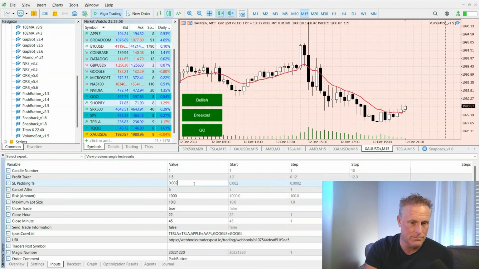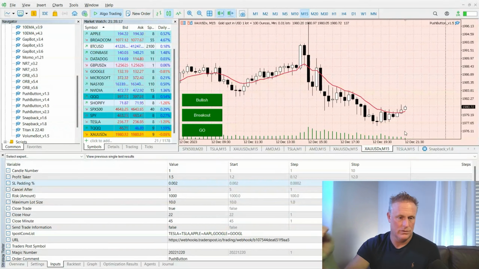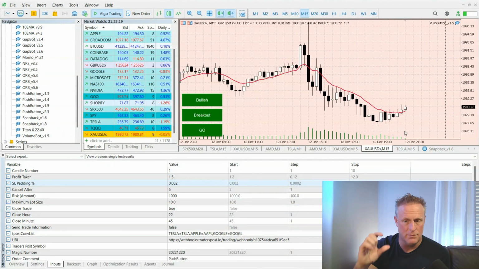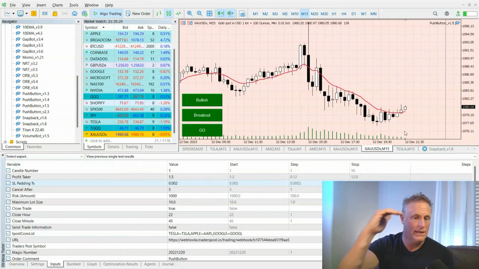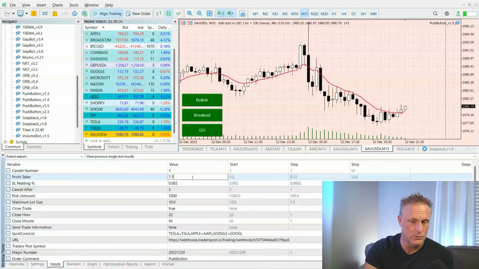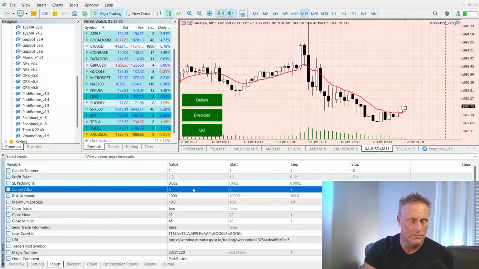The stop loss padding is the 0.002. So in this case, we're looking over on the right, $1,980. So we'd say 0.002 is the padding. So it takes the high and the low of the candle with some padding for the stop loss. And then it uses the entry price and the padding with the stop loss to calculate what the profit target is. You say, I want 1.5 times, 1.2 times. It's all very, very easily adjustable.